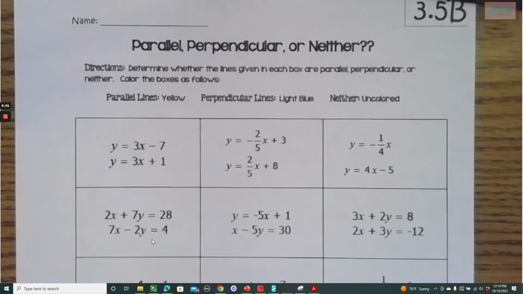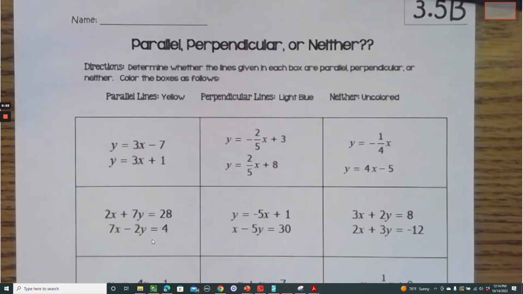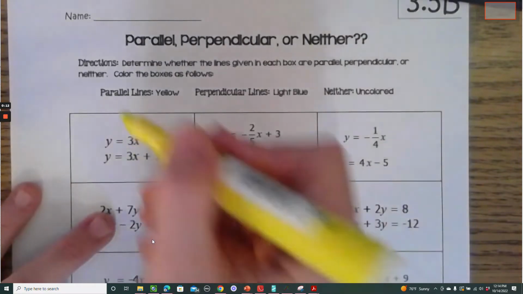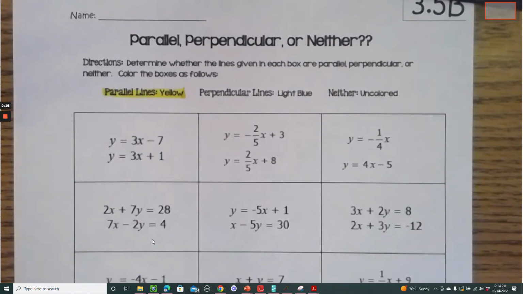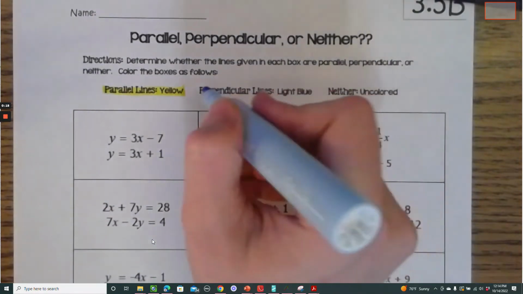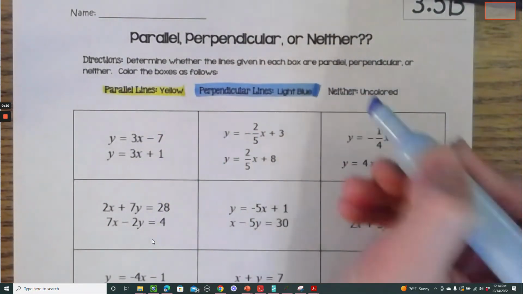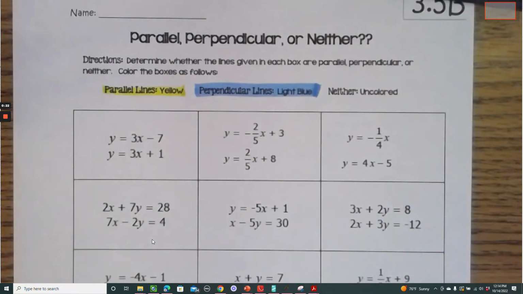This video is for the lesson 3.5B homework. We are deciding if two lines are parallel, if they're perpendicular, or they're neither. If they're parallel, we're going to put a yellow X in the box. If they're perpendicular, we're going to put a blue. I know it says light blue, but any blue will work.